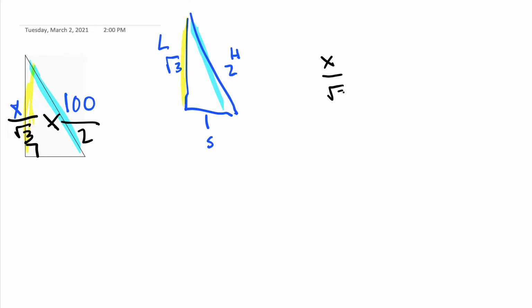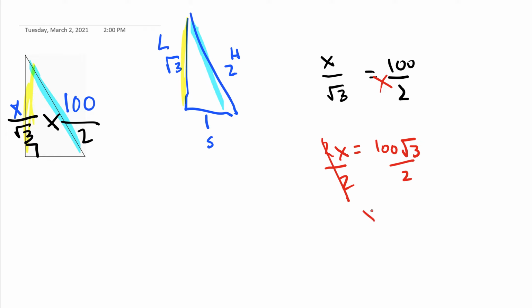X over radical 3 is 100 over 2. When we cross multiply, we get 2x equals 100 times radical 3. So we again divide by 2. That won't always happen. So we'll get 50 radical 3.